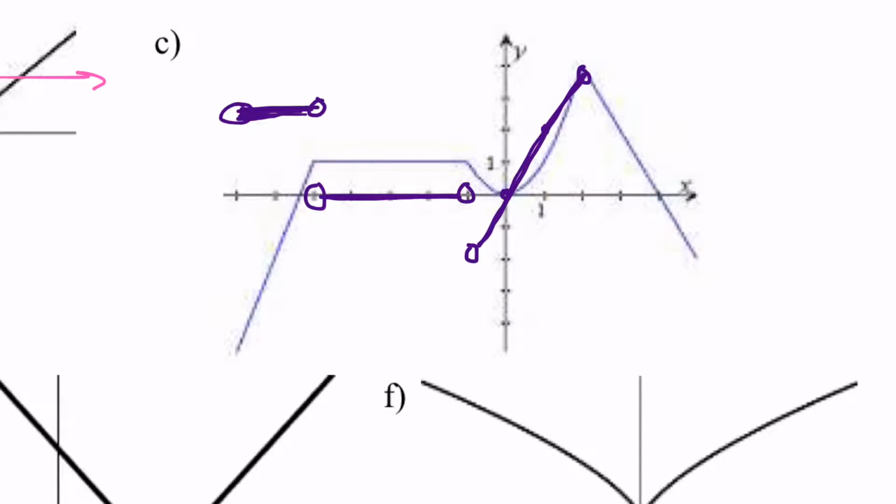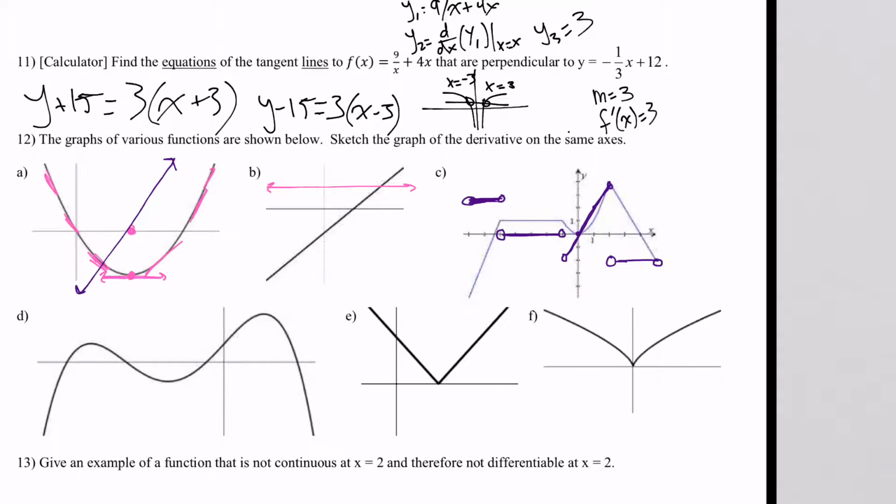Finally, last piece, what is the slope there? Let's see, we go down 1, 2, 3, 4, and over 1, 2. So it looks like our slope is -2. And so we get this right there, like that. Piecewise function with a piecewise derivative.